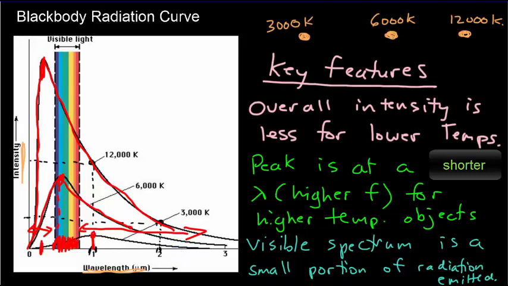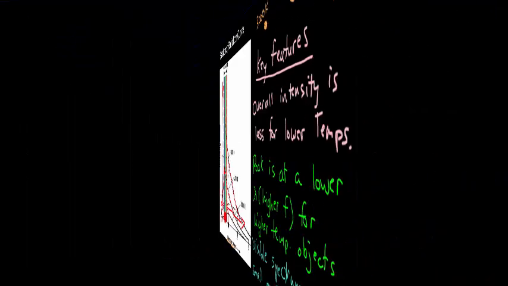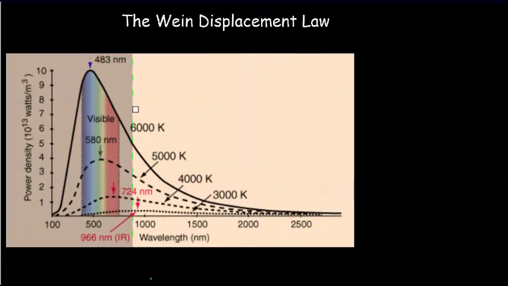For everyday objects that are at about 300 K, their blackbody radiation curve wouldn't be visible on this particular graph. It would start here at about 3 micrometers and just be the tiniest little blip, totally insignificant on this particular scale of intensity.